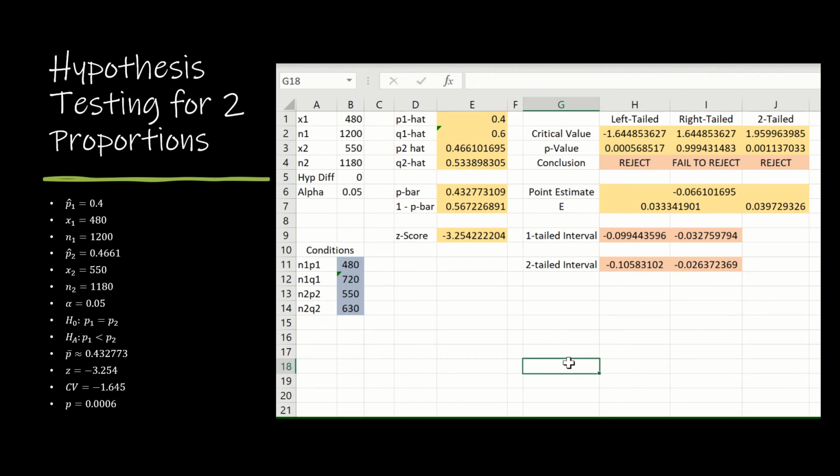So going back to our question, this was a one-tailed test, and do all of the values that we found by hand match up with what Excel has found for us? Yes, and yes, and yes, and yes, and yes, and yes, and also yes.